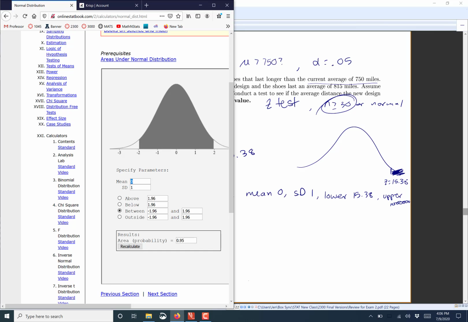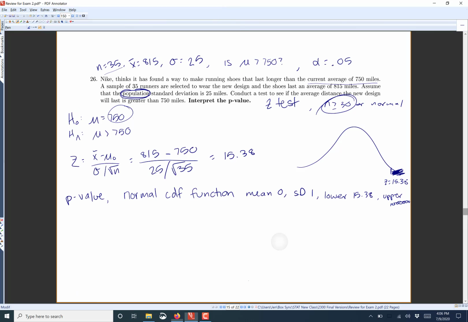So coming here to try this. So my mean is 0, standard deviation is 1, and I want it to be between, oops. Sorry, I forgot I don't have a keyboard at the moment, so we'll just skip that.